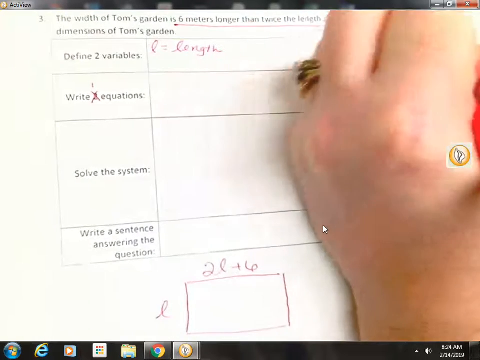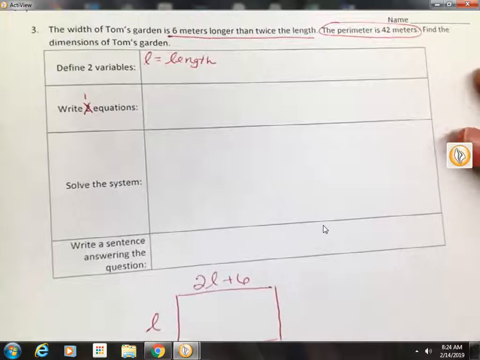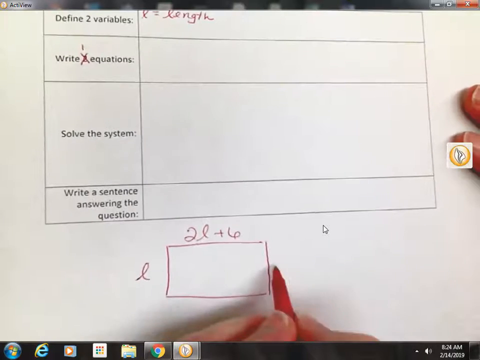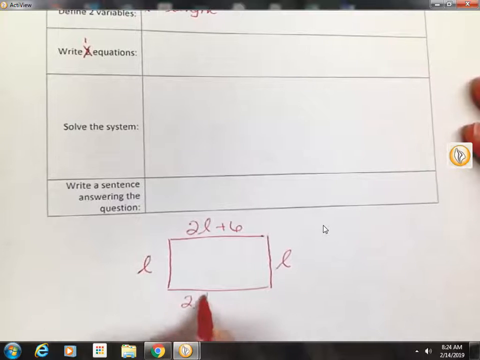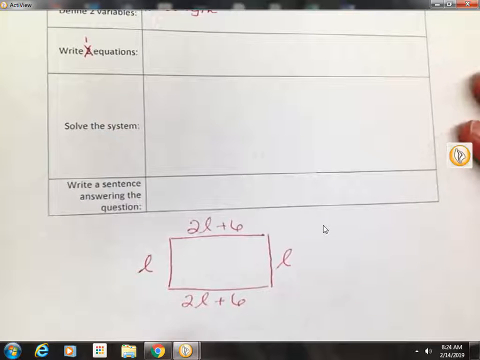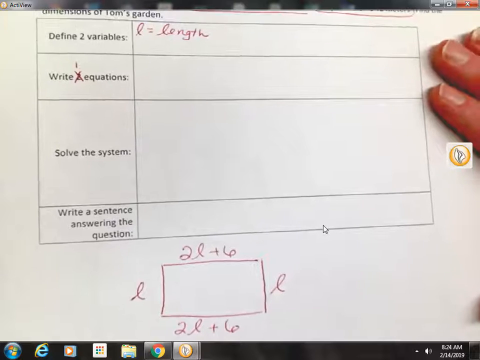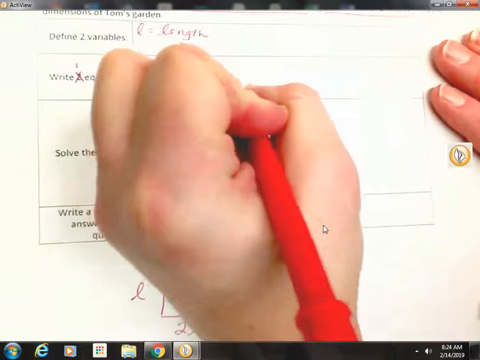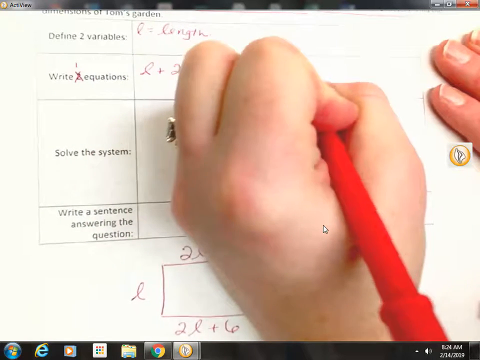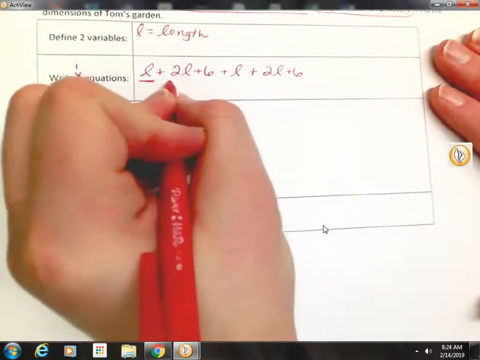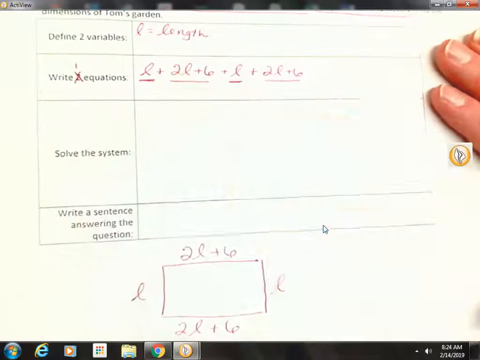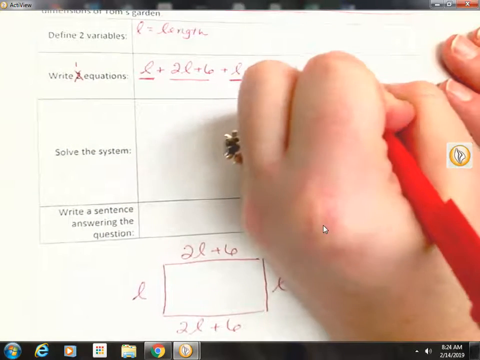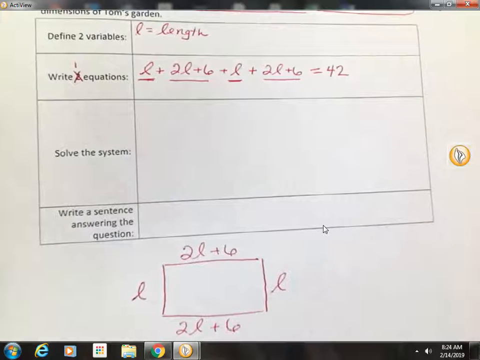It tells me the perimeter is 42 meters. How do you find the perimeter of any figure, no matter what shape it is? That's right, add up all the sides. So I've got two sides that are L's and two sides that are 2L plus 6. So if I just add up all of these sides, it's going to look like this. L plus 2L plus 6 plus L plus 2L plus 6. Length plus a width plus a length plus a width. That total distance is 42.